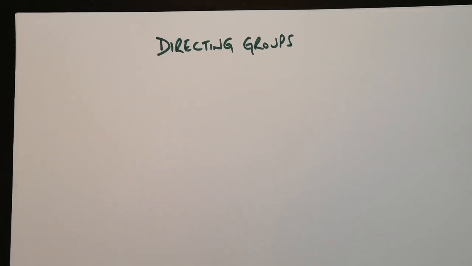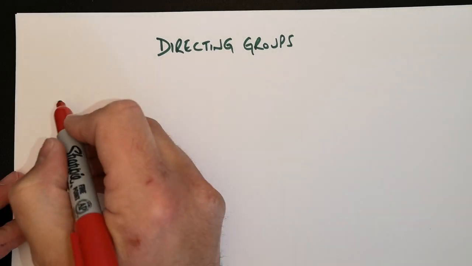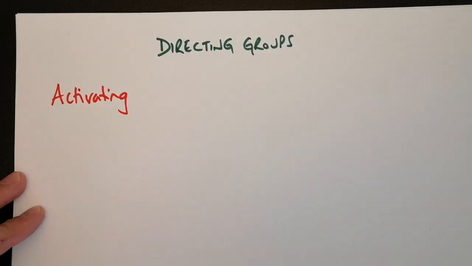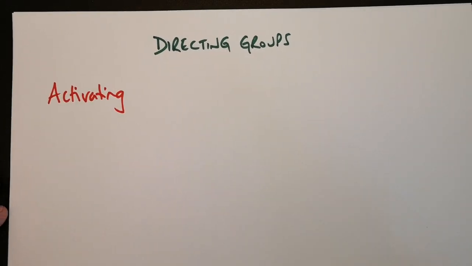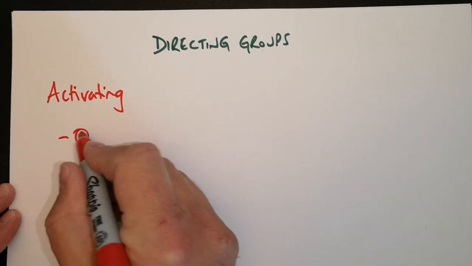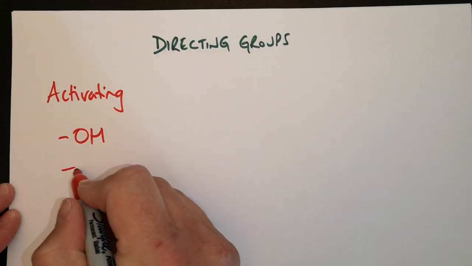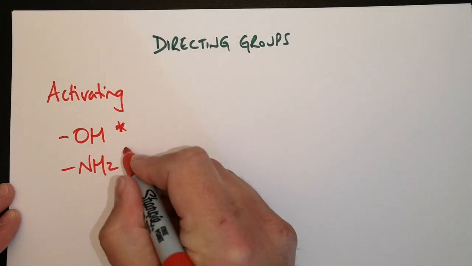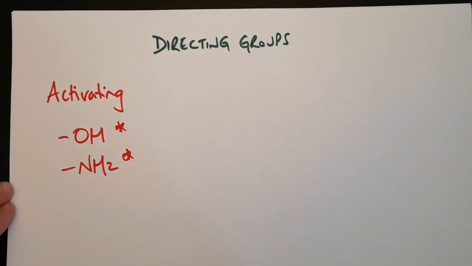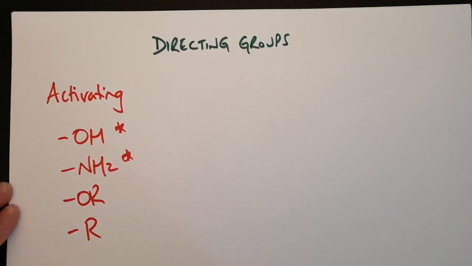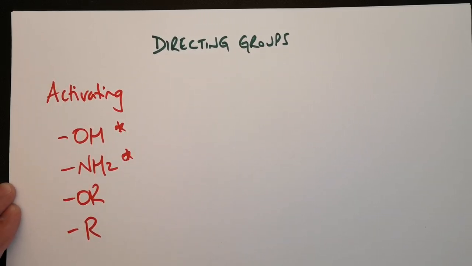Now in video 14 we looked at activating and deactivating groups, and just to remind us about what that meant, activating groups are groups that are substituted onto a benzene that make the benzene more reactive. So they would be the OH group and the NH2 group, both of which we need to know for the OCR A-level, and then OR and R, and there are some more, but these are the most common ones.